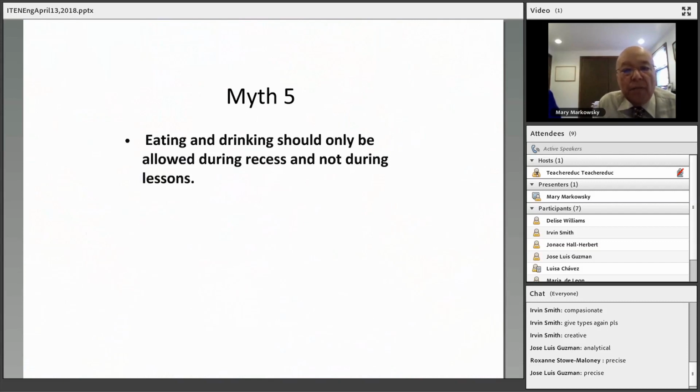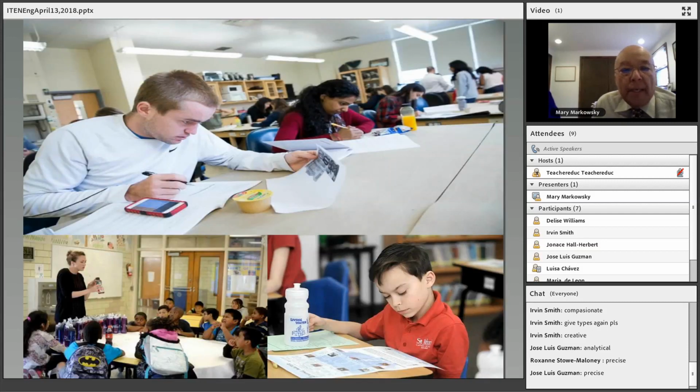Now we come to myth 5. Eating and drinking should only be allowed during recess and not during lessons. Here you have at the bottom a teacher with water bottles for his students. You have a student with his water bottle, and you have high school students having snacks. Of course, they have to be healthy during their learning periods.